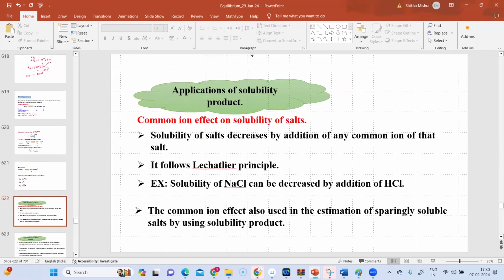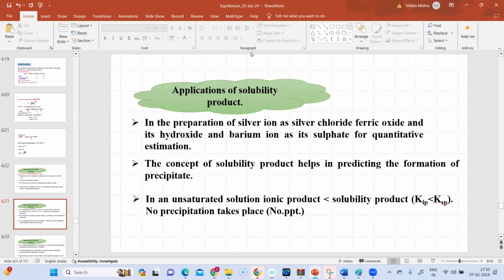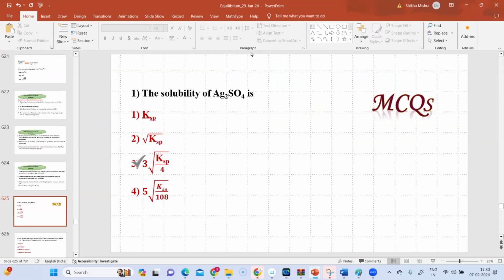So this is what I have solved for you. X is equal to cube root of Ksp by 4, right? So there can be many questions for this, like Ag2SO4. You must remember here that Ag2SO4 will produce how many ions? A total of 3: twice Ag plus and SO4 2 minus ion. So its expression has to be something like what you got for MgCl2, right?